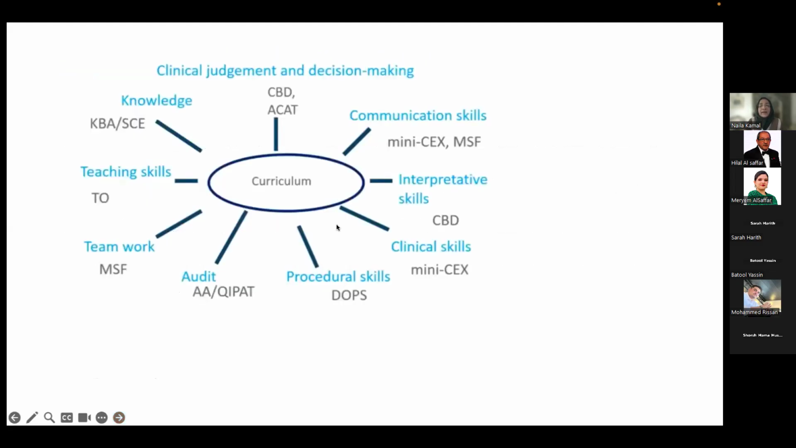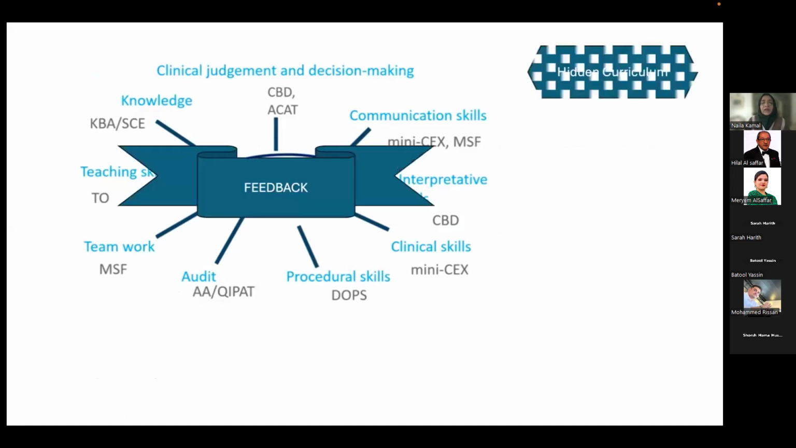Again, a slide or infographic that I've taken from your previous educational resource: around the curriculum you have several opportunities for assessments. So where does feedback come in? Feedback may come in at any one of them. It could be at the end of an assessment that you've done. But remember, there is something called the hidden curriculum.